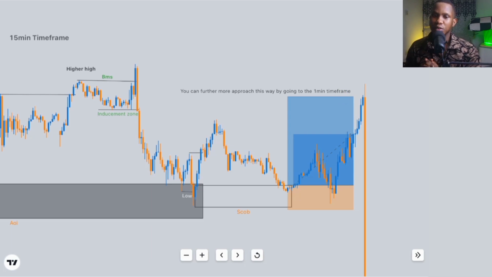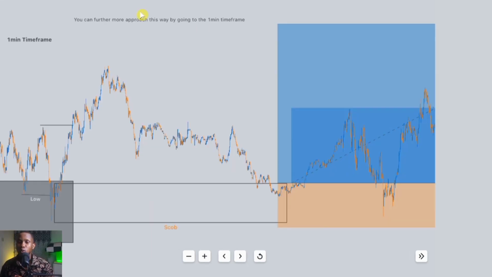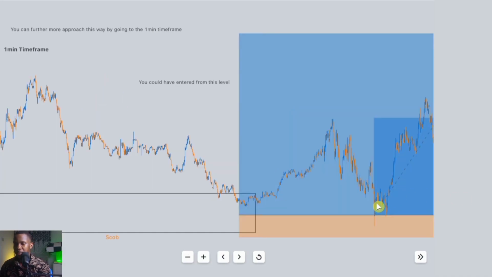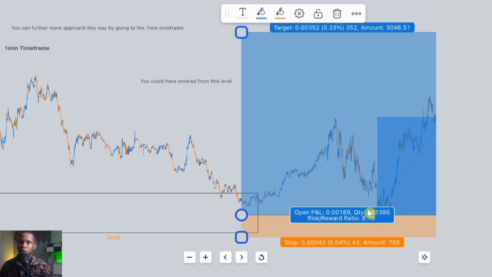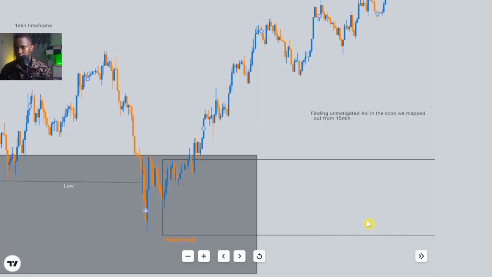And Mr. Khan talked about moving to the 1 minute time frame now. So this same trade that we entered from this 15-minute single candle order block would have entered it from this level, which could have moved our risk to reward ratio to an 8 RR. So what we'll do is that 15 minutes single candle order block, inside here from the 1 minute, we want to look for unmitigated area of interest inside that 15 minutes single candle order block.